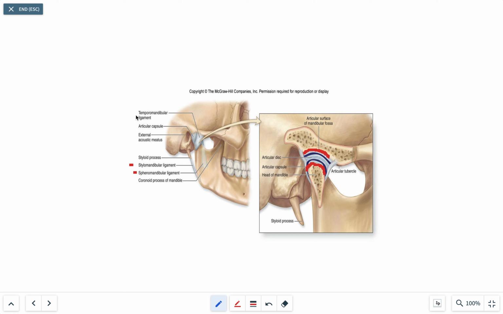And the last one is the temporomandibular ligament. This temporomandibular ligament is actually going to go over the top of this articular disc, and it's going to connect the temporal bone to the mandible. And then again, inside of that, we'll see the articular capsule. So ligaments are just going to provide some form of support for the movement of the mandible with the temporal bone.